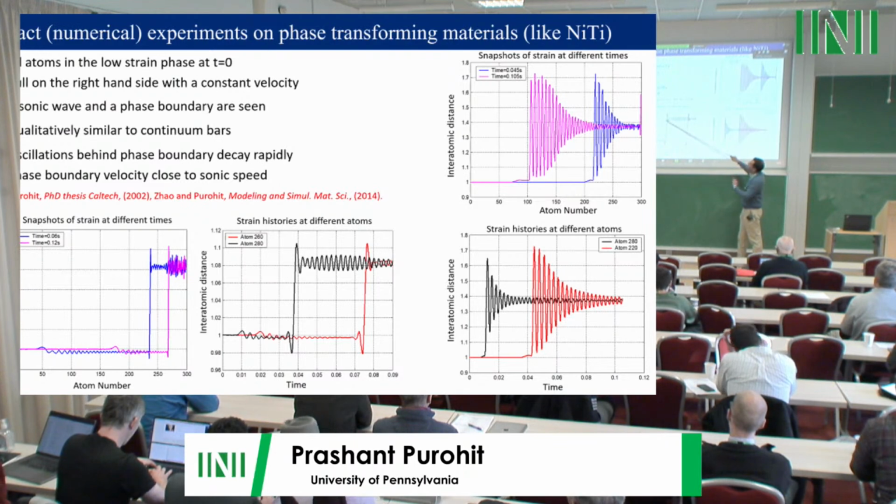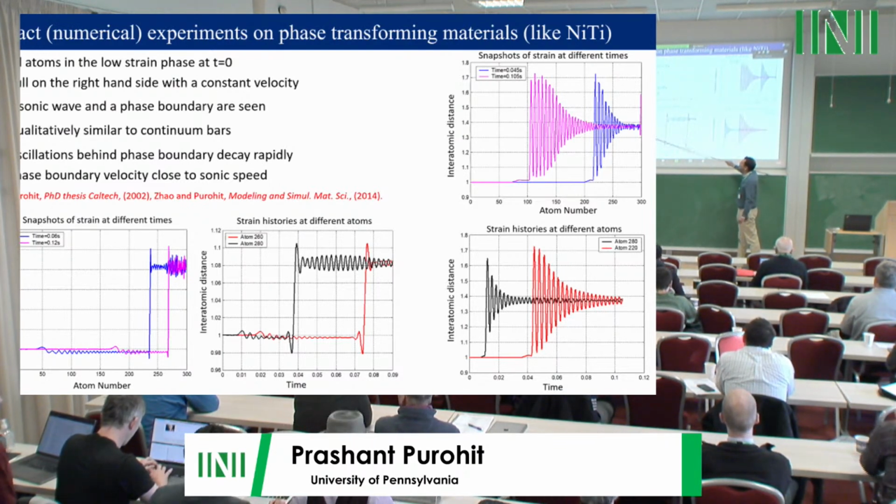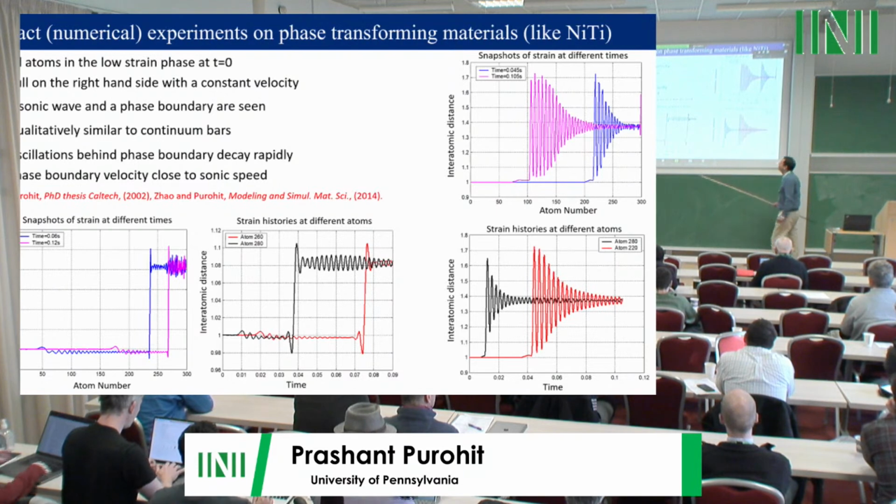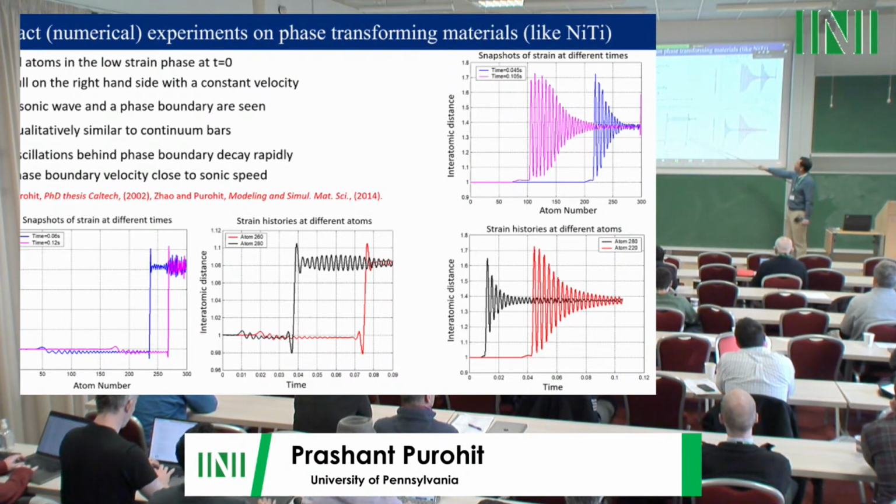You choose any particular atom, like atom number 260 or mass number 260 or 280, and you can plot in time what the interatomic distance at that location is, and you get the same thing. That is for low velocity impact. For high velocity impact, again, you see similar structure.